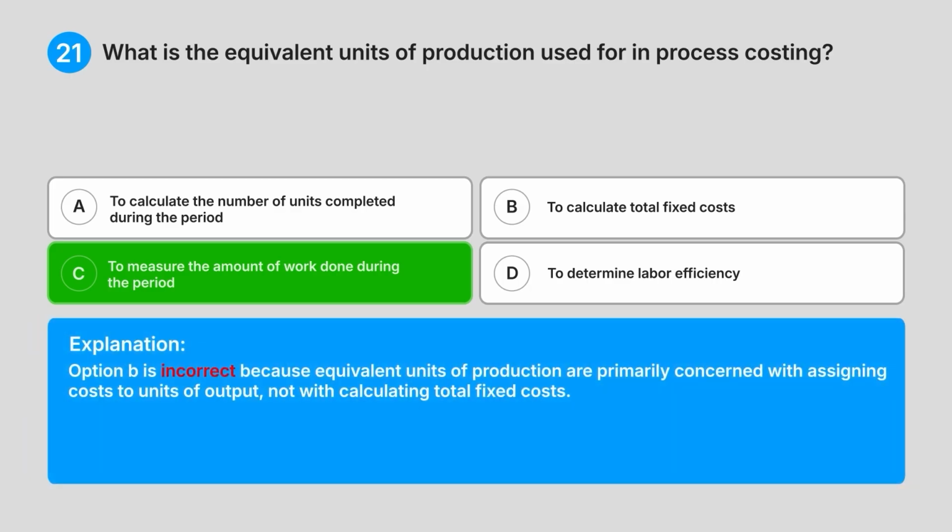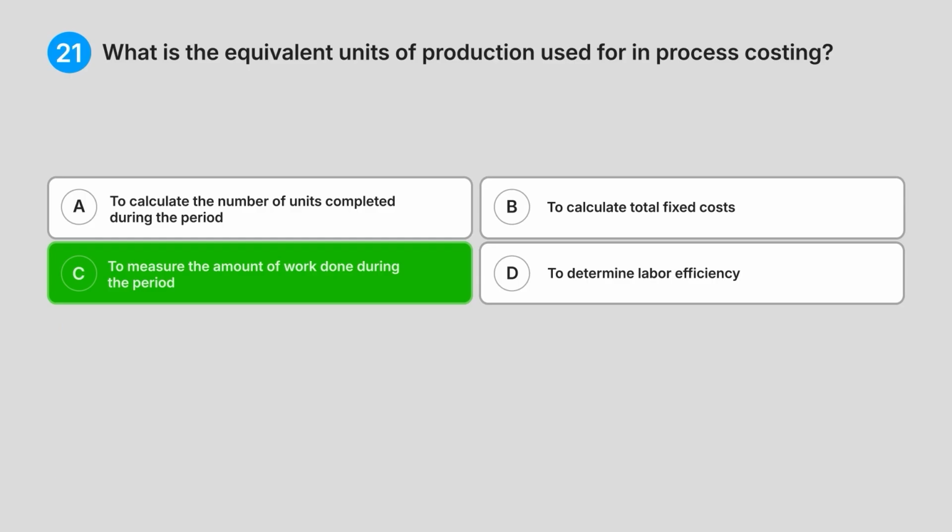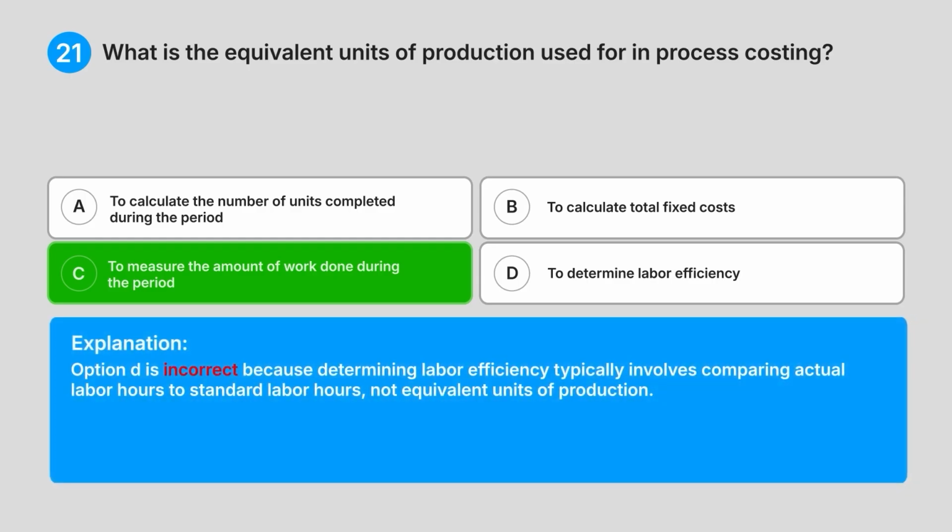Option B is incorrect because equivalent units of production are primarily concerned with assigning costs to units of output, not with calculating total fixed costs. Option D is incorrect because determining labour efficiency typically involves comparing actual labour hours to standard labour hours, not equivalent units of production.